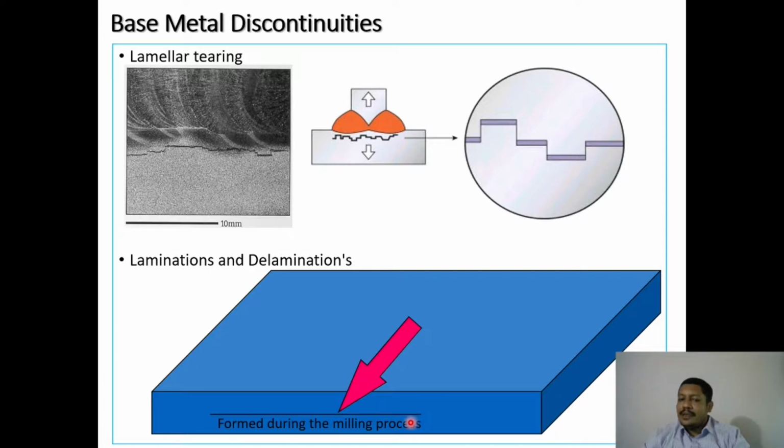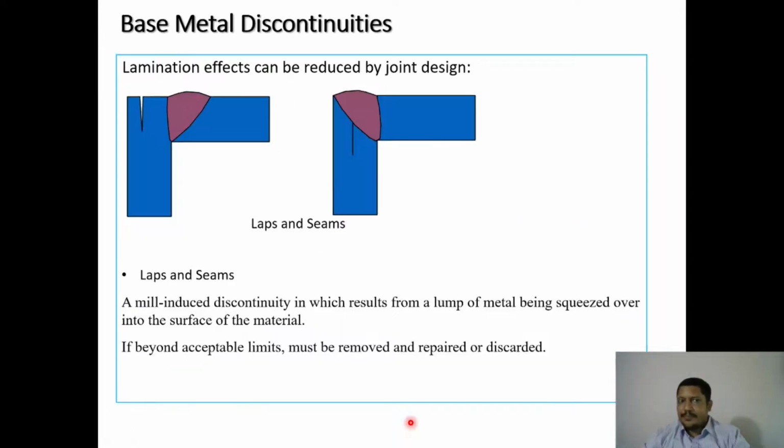It is formed during the milling processes. You can see over here, I made a groove and did a weld, and you can see lamination has taken place here. Now if I want to avoid this, I just change the joint configuration like this. When I do it like that, I can ensure that this kind of lamination effect is minimized.